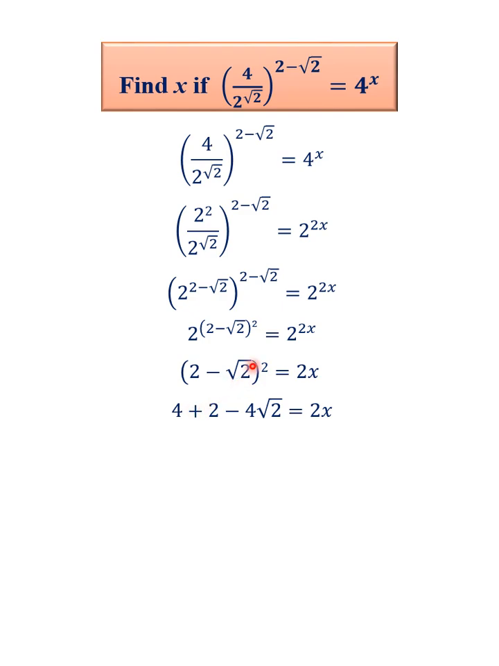Negative root 2 squared will give us positive 2. The square of the square root of 2 is 2. The negative will multiply the other negative to give us positive. 2 times 2 is 4. 4 times negative root 2 will give us negative 4 root 2. If you take your time to expand this, you are going to get this. And it is equal to 2x.